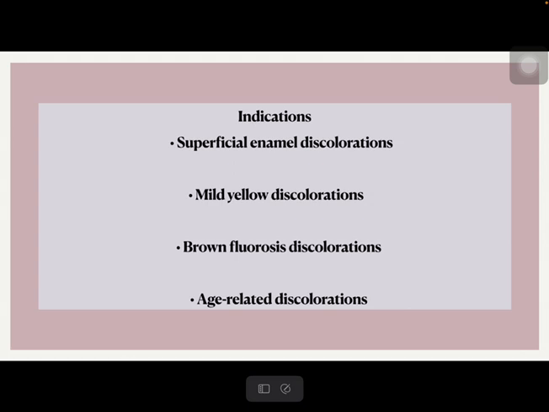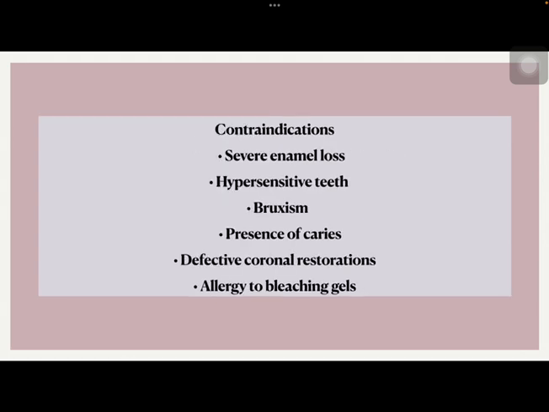Superficial enamel discolorations, mild yellow discolorations, brown fluorosis discolorations, and age-related discolorations. We will see contraindications of vital teeth bleaching at home: severe enamel loss, hypersensitive teeth, bruxism, presence of caries, defective coronal restorations, and allergy to bleaching gels.